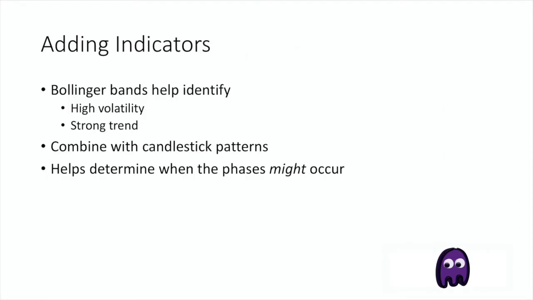Adding indicators. Adding indicators helps strengthen your confidence in taking a trade. Bollinger Bands in particular can help you identify high volatility and a strong trend. Of course, you want to combine these with candlestick patterns, which will help you determine when the phases of the dragon head pattern might occur.